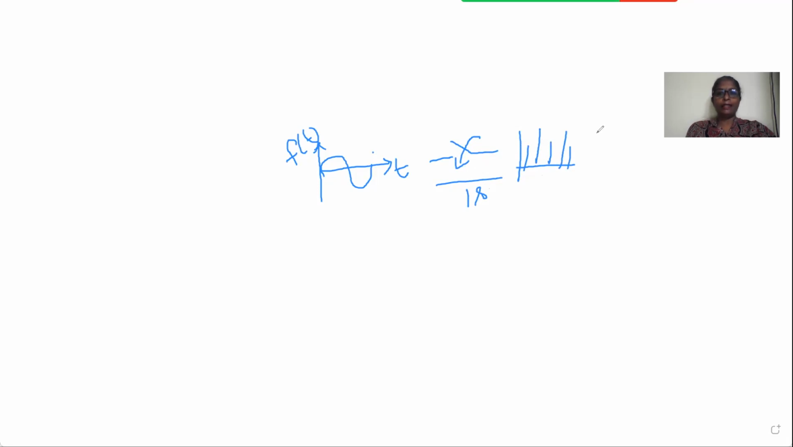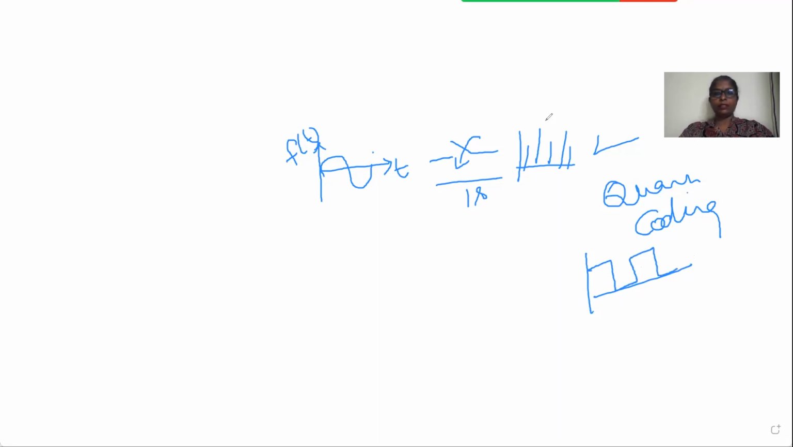Again, this is not a digital signal. It is only a discrete signal. To convert it, I will go for quantization and then coding. After that, I will get a digital signal, which will be in ones and zeros. This is how we convert an analog signal into a digital signal.